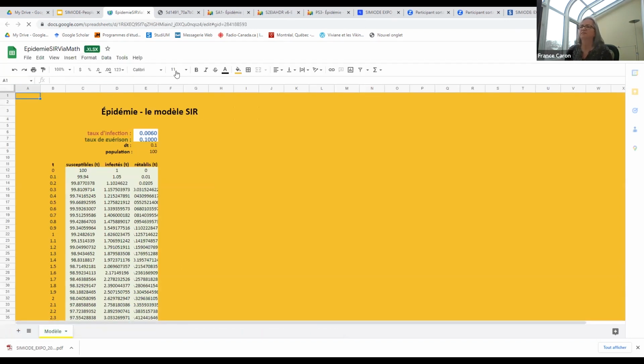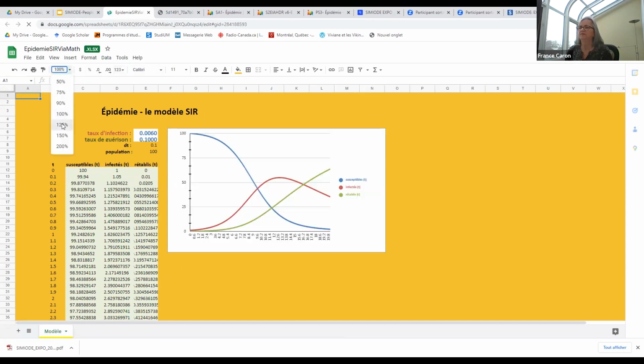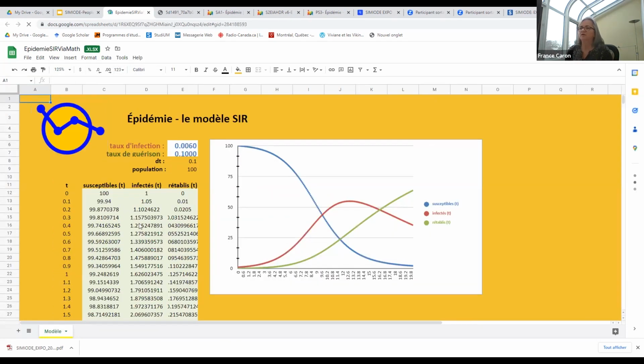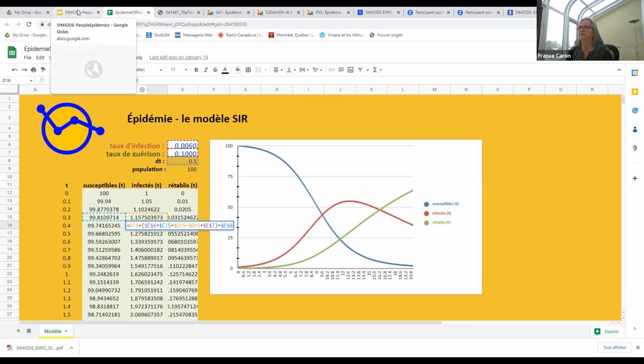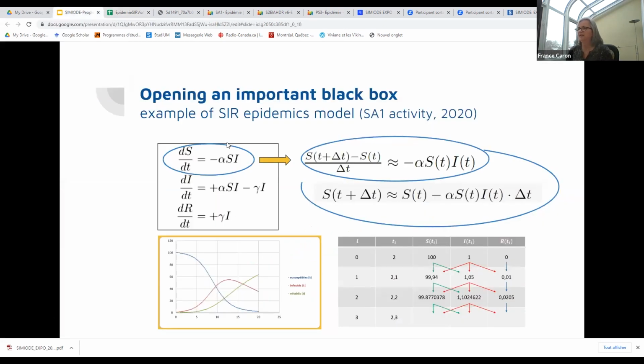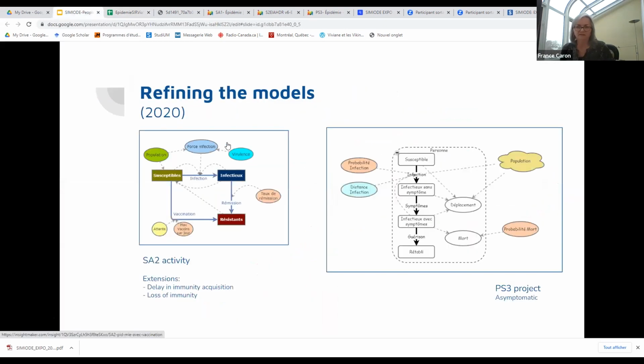You can just make it a bit larger. So you can zoom on a value here, see the equation that is responsible for producing it, and you see those two values have been used in addition to those parameters at first. This is the first model.